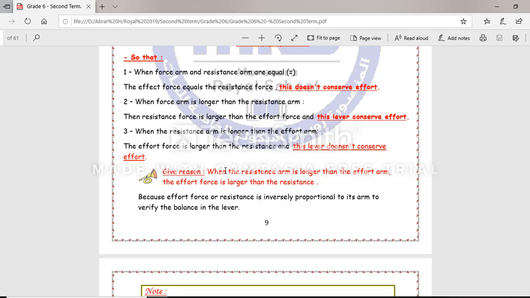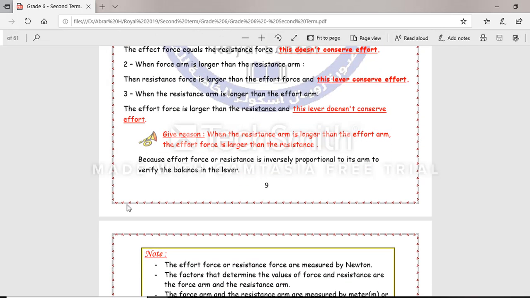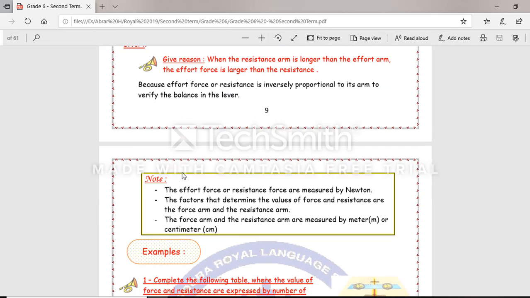Give reason: when the resistance arm is longer than the effort arm, the effort force is larger than the resistance. Why? Because the effort force or resistance force is inversely proportional to its arm, to verify the balance in the lever and to achieve the law of levers.